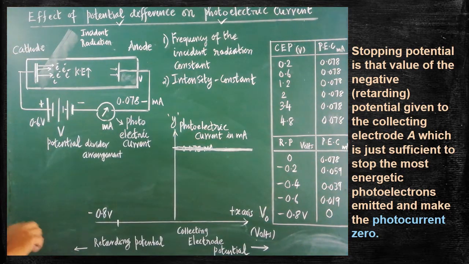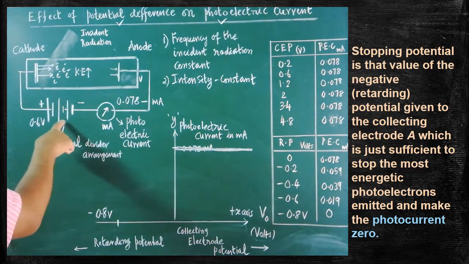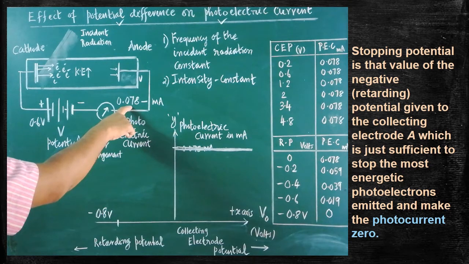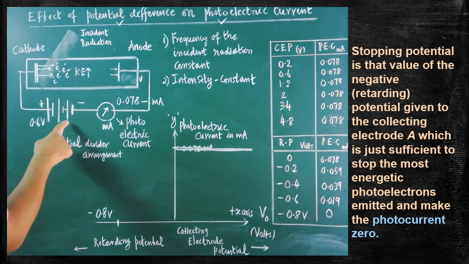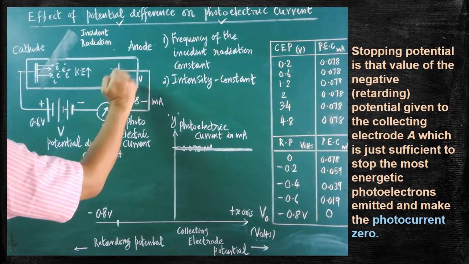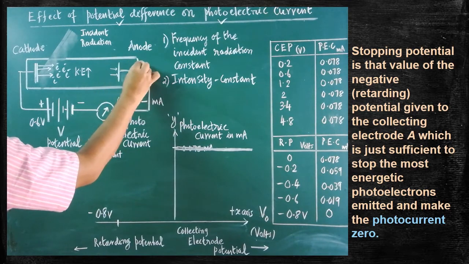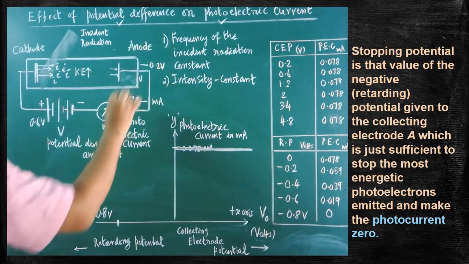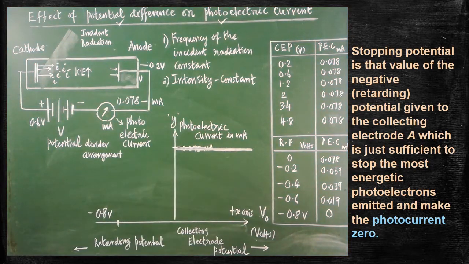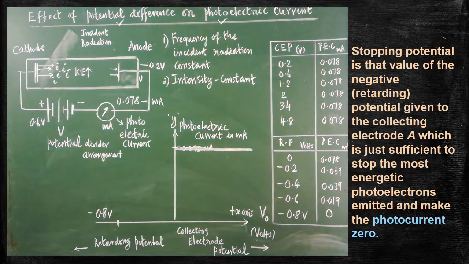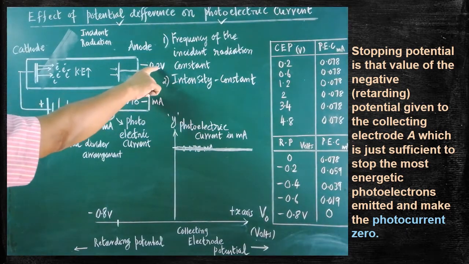Are you clear? Look at the value here. Now no voltage is given. Even for no voltage, the same amount of current is shown in the milliammeter. Now with the help of the potential divider arrangement, the polarity is already altered. Now the potential given to the anode becomes minus, look at the table, 0.2 volt. Usually the anode should be given positive potential. Here the anode is given negative potential. That is the significance here. The anode is given minus 0.2 volt.